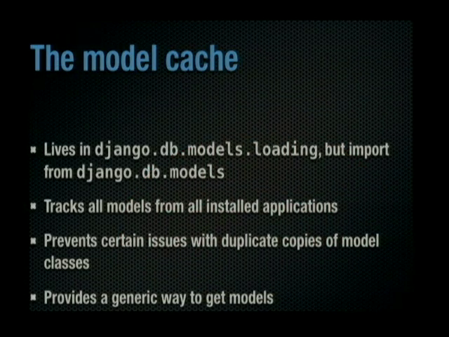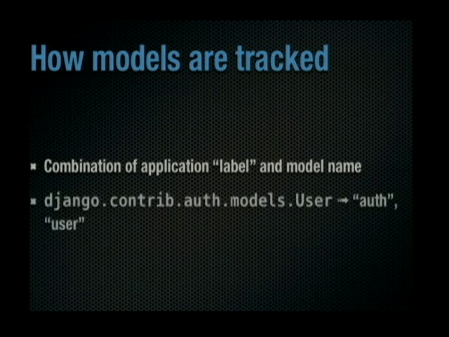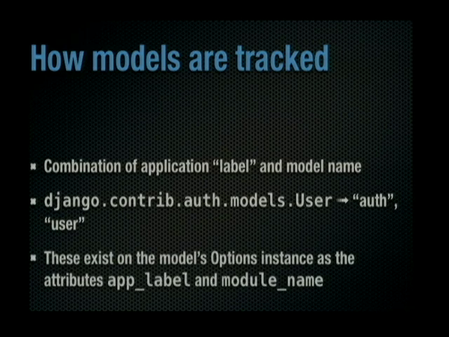But it also, as a side effect, provides a very generic way to get at and query models. We track every model you have installed by its application label, which is just the name of the app it lives in, and its name. So for example, the user model has a label of auth and a name of user. These exist on the options instance as app label and module name. Module name harkens back to, if anybody remembers pre-magic removal Django, back when a model was a module.